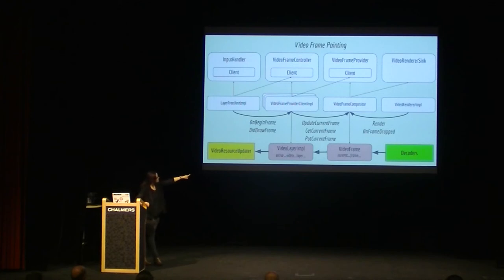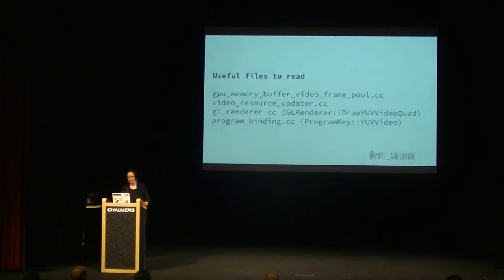You have decoders, which put out a video frame, and it gets into this very small thing, an active video layer, which knows how to paint itself, and it makes this GL program and paints it. You would think this would be simple, but there are like 1, 2, 3, 4, 5, 6, 7, 8, 9, 10, 11 classes. And this is just a tiny bit. So navigating the Chromium source code is not for the faint of heart.